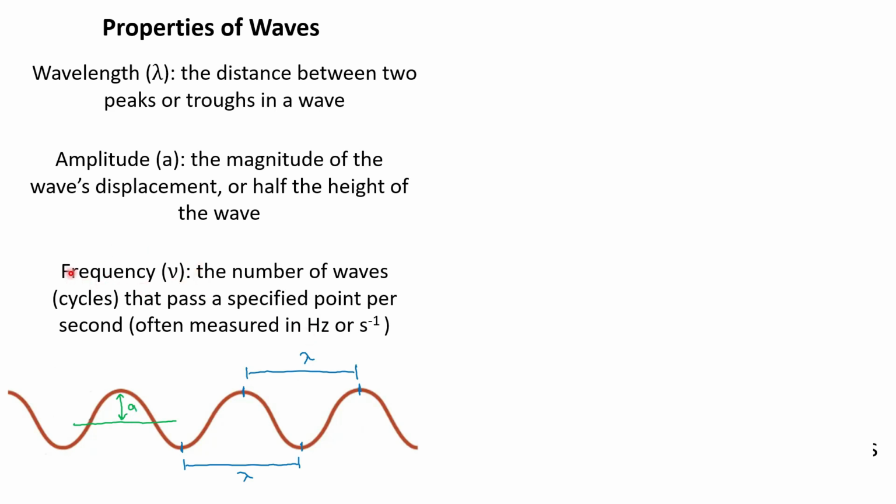Finally, we have frequency, and this is simply the number of waves, sometimes called cycles, that pass a specified point per second. Now, this is often measured in hertz, which is the same thing as 1/seconds or per seconds. This is not something that I can actually show on my picture because the wave would have to be moving. But you could imagine you're at the beach, you stand at a specific point, and how often waves hit you is the frequency. All right, so those are the properties of waves.